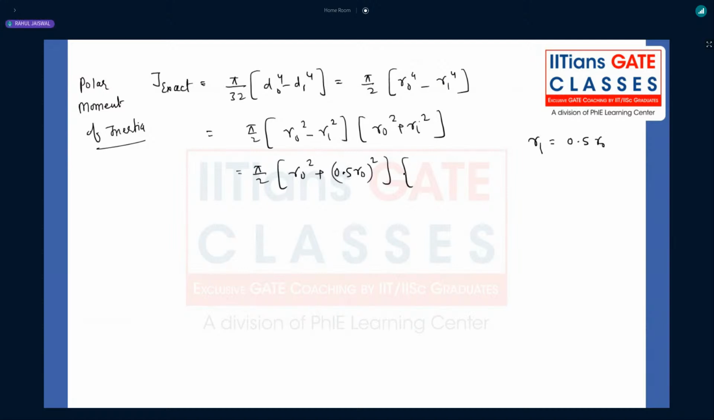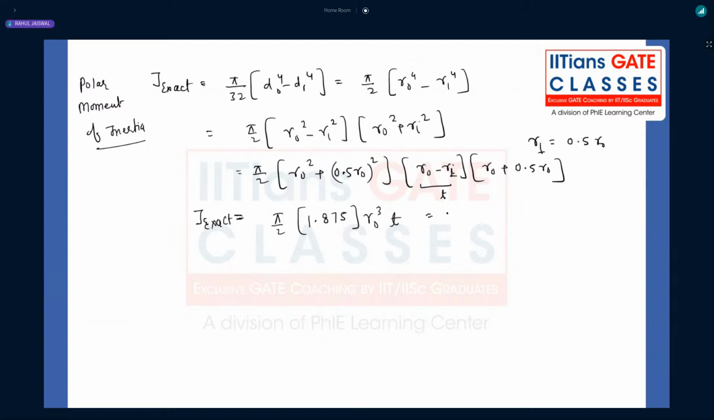What is r naught square? R naught minus ri. Once again we can write r naught plus ri, where ri is 0.5 times r naught. This we know is t, the thickness, right? So we can write pi by 2 times 1.875 r naught cube into t. This is my J exact.